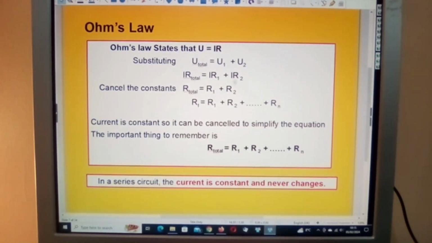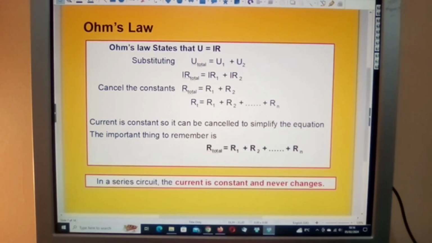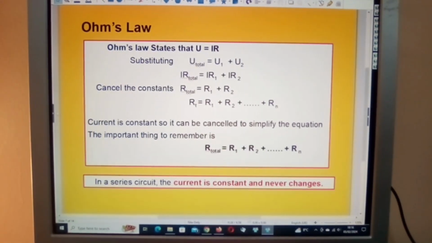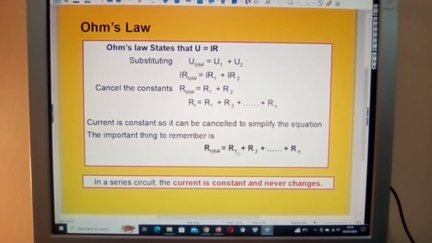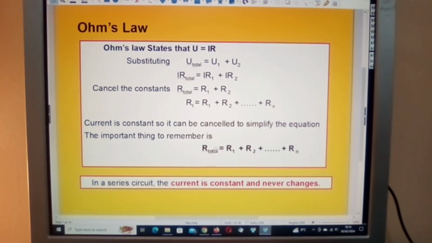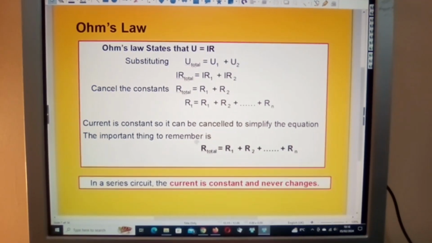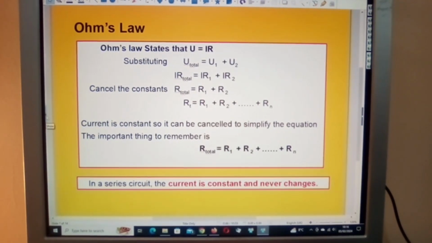And here they're just showing you what they did to get the total resistance. And in series, the resistance is the same in any component. The current is the same in any component. Apologies, the current is the same in any component. I was thinking something else for a moment there.